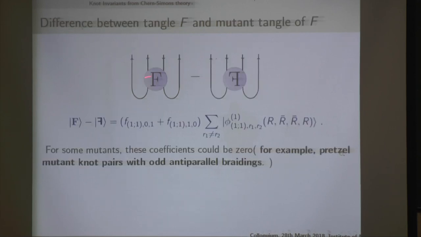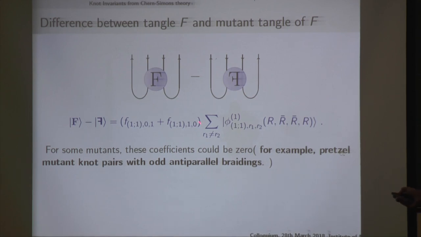And then we can write the difference between these two, which depends on this coefficient. Here I've used this other notation because the two strands were anti-parallel, but if I want the two strands to be parallel, then I have to use the 2-1 notation. So the crucial point is that this coefficient could have been 0. If this coefficient was 0, the mutant cannot be distinguished.